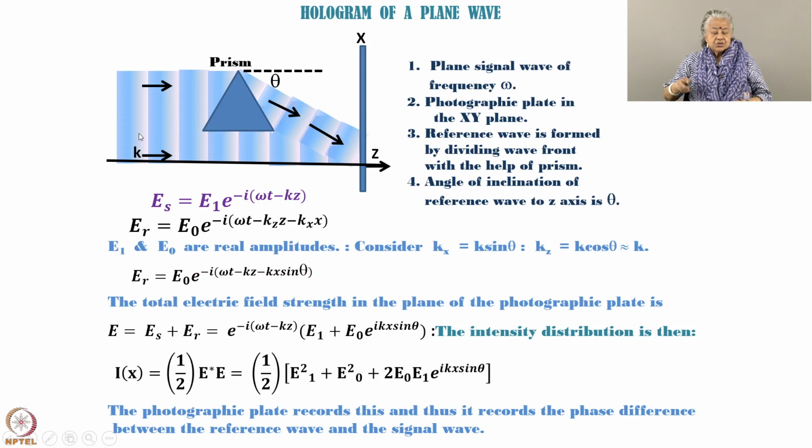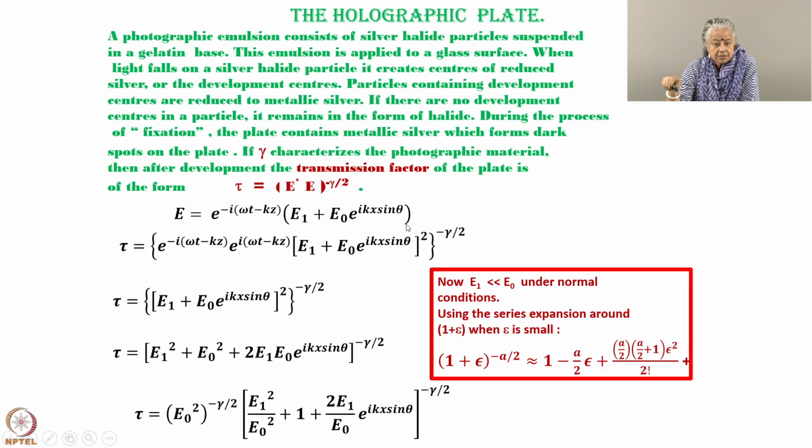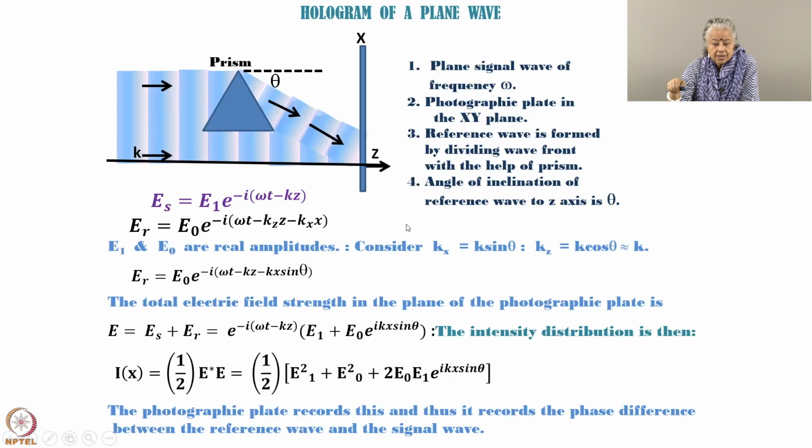So the total electric field, as you know before, we have to take the sum of Es and Er. So e to the power i (omega t minus kz), I just add up these two, and I take this out common outside the bracket. So I have E1 plus E0 e to the power i kx sin theta.